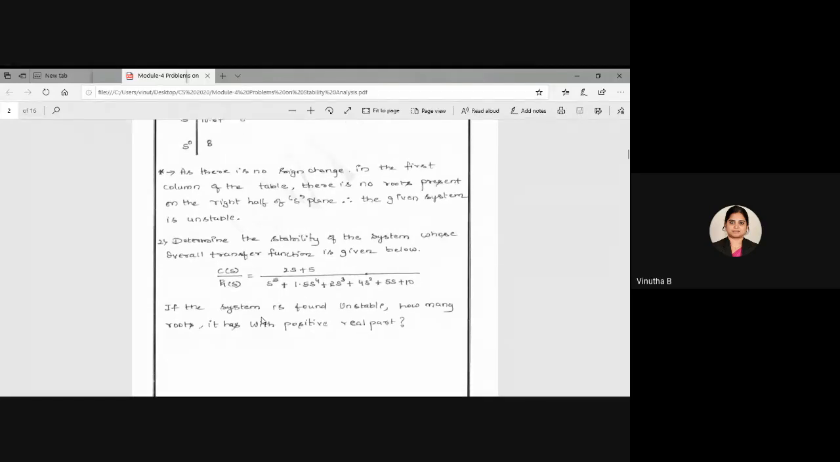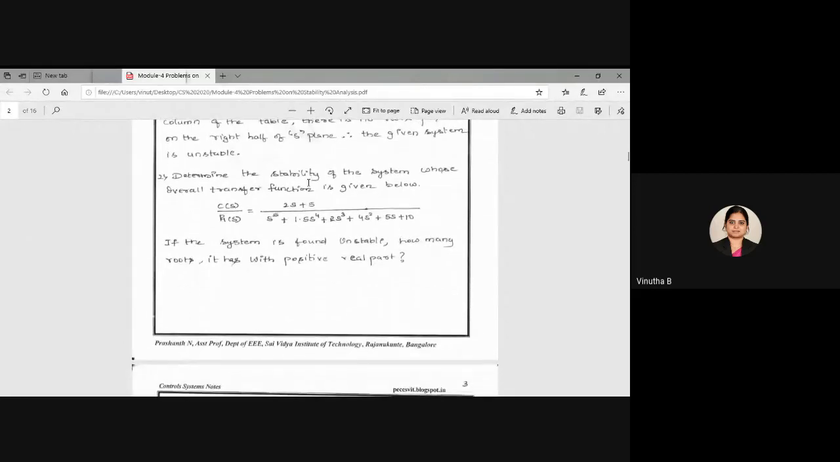Now they will give you a question like this. Determine the stability of the system whose overall transfer function is given below. C(s)/R(s) is equal to 2s plus 5 divided by s^5 plus 1.5 s^4 plus 2s^3 plus 4s^2 plus 5s plus 10. As I told you, we derive the poles from the denominator polynomial. They have not given the characteristic equation directly, so from this equation you have to take the denominator polynomial and equate it to 0, isn't it?